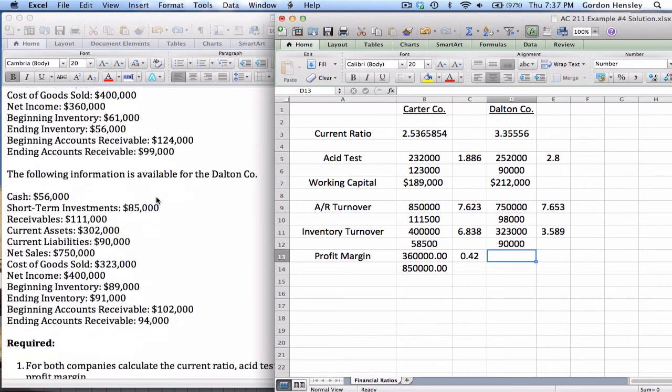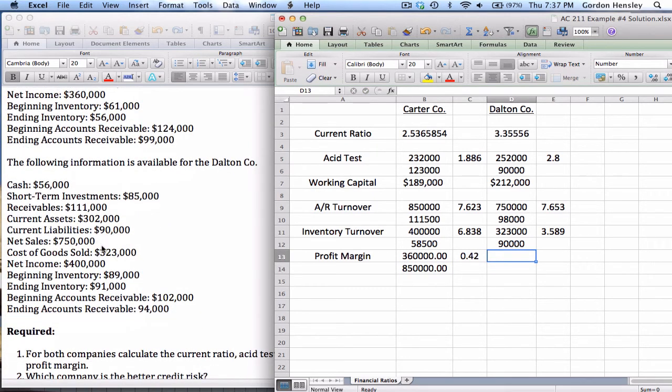Then we'll do the same thing for Dalton Company. The net income, $400,000. The net sales, $750,000. The net income divided by the net sales, 0.53. Now on profit margin, you get a decimal answer. The decimal is a percentage. So 0.42 is 42%. 0.53 is 53%. So that means Dalton Company earns a slightly higher profit margin than the Carter Company.